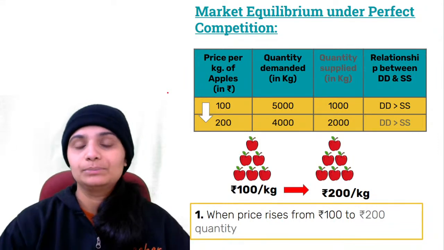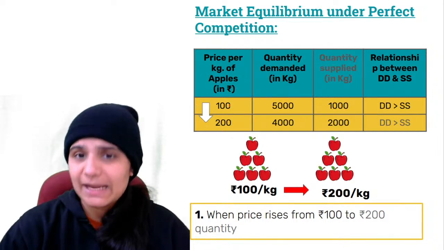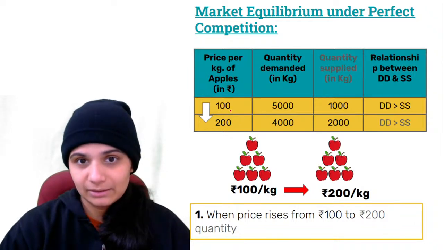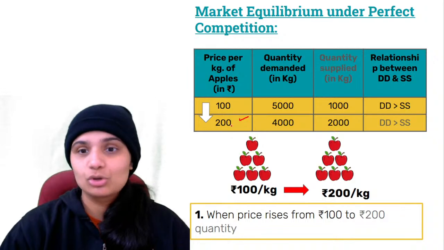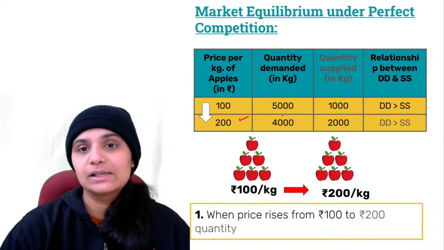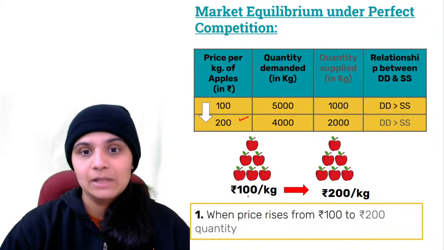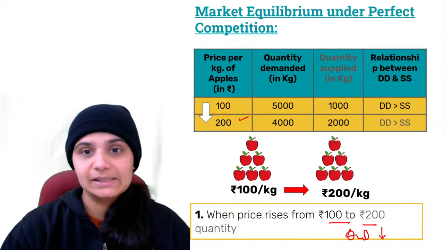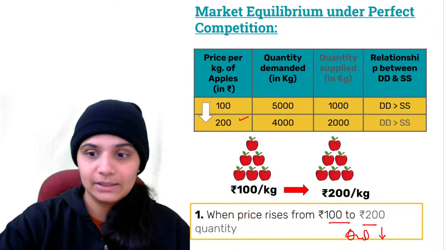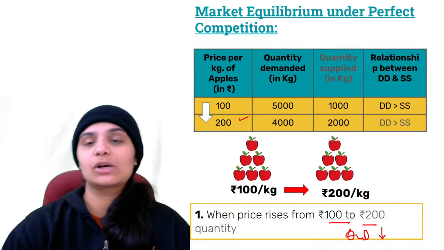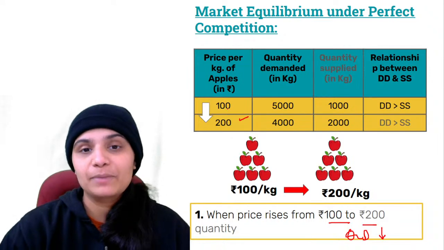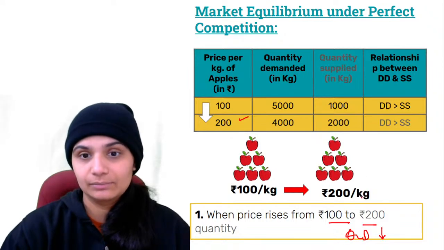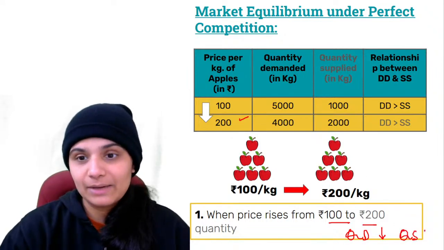So we are aware that if price goes up from 100 to 200, the demand goes down. So when price rises from 100 to 200, our quantity demanded decreases. And what happens to the quantity supplied? If price increases, the quantity supplied also increases. If price rises, your quantity supplied also rises.